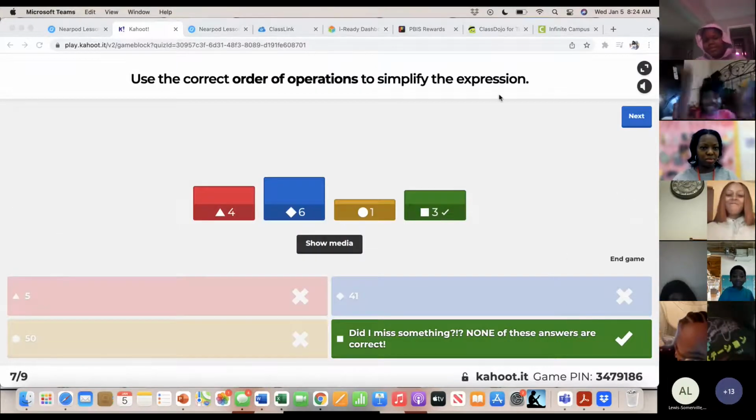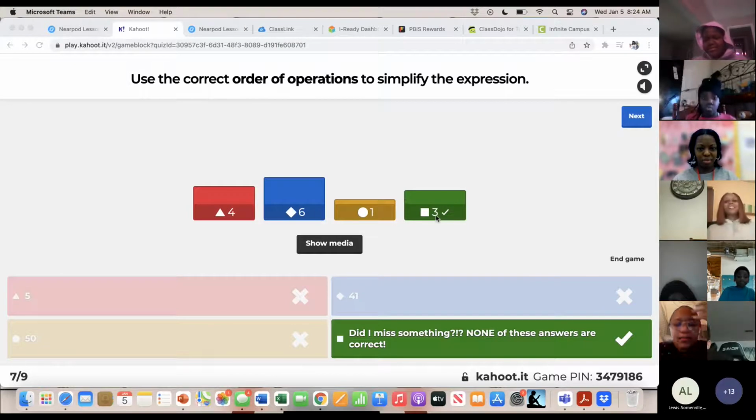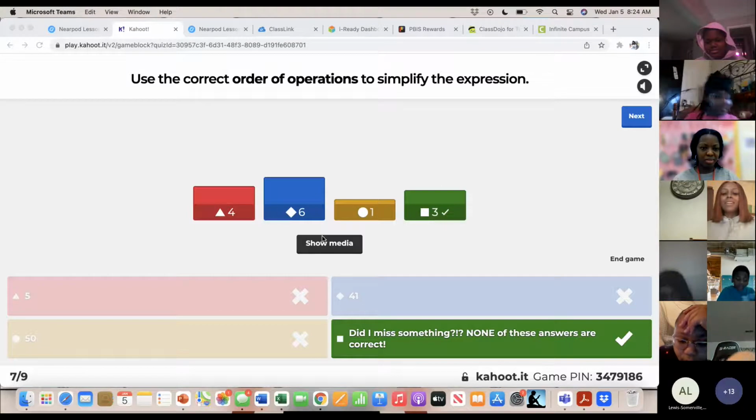Oh, only 3 people got it correct. I got to go back and see who those 3 people were. It says, did I miss something? None of these are correct. A lot of y'all said 41.